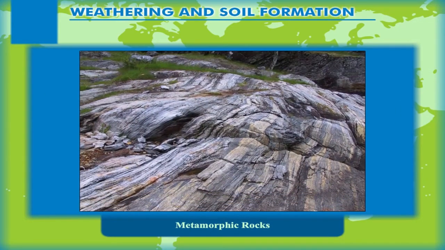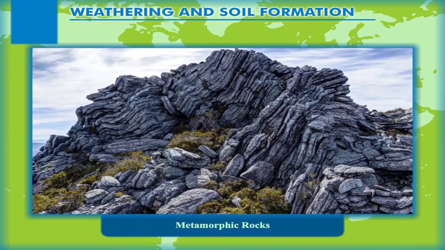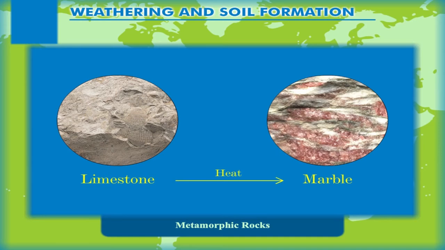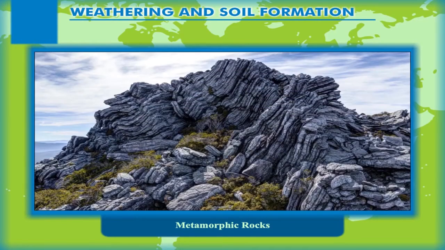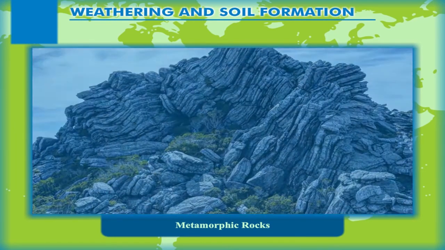Metamorphic rocks. The meaning of metamorphic is changed or altered. These rocks are either igneous or sedimentary rocks which have undergone a change due to excessive heat or pressure. This change of one type of rock to another is called metamorphism. For example, due to excessive heat, limestone changes into marble and sandstone changes to quartzite. Metamorphic rocks are very hard.